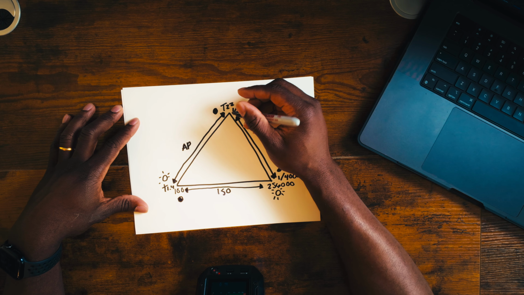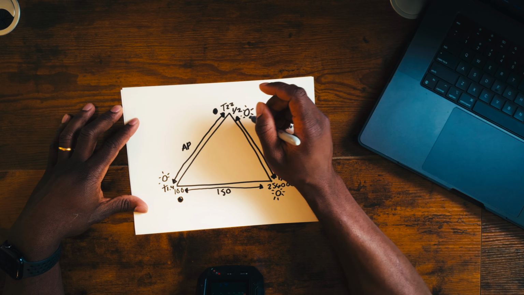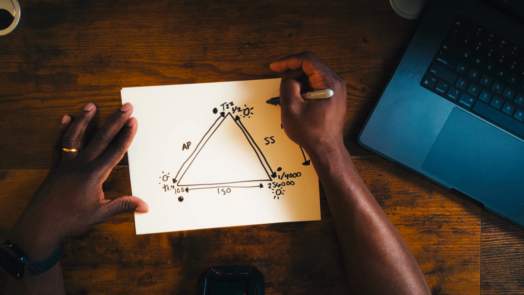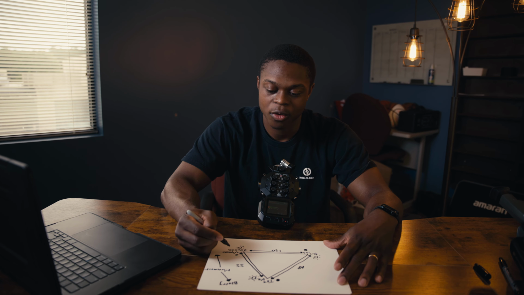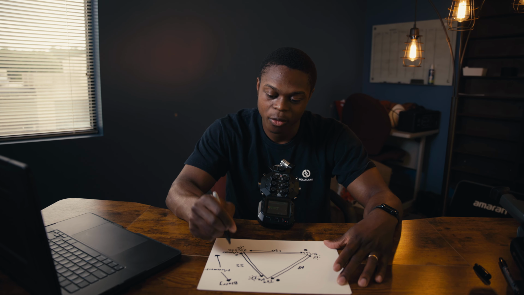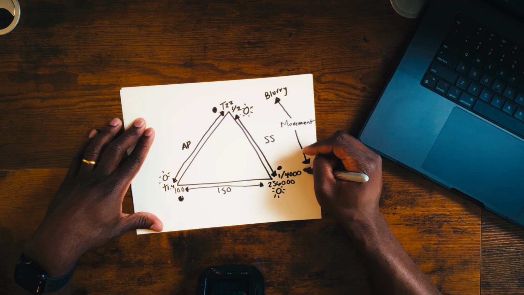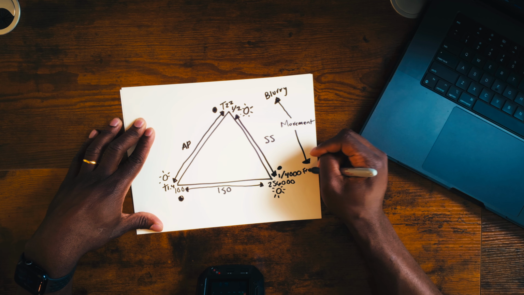So all that means is if you were to shoot something at a half second of a shutter speed, your image is going to be brighter, but it's also going to be blurry, or you're going to have a ghosting effect. Or if you shoot at 1/4000th of a second, it's going to be darker, but your image is going to be frozen or jittery.